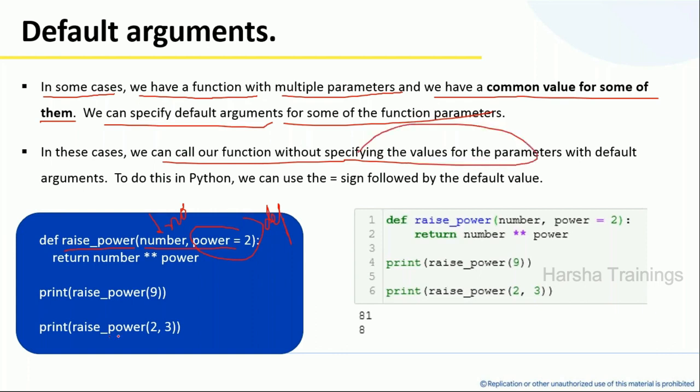Here, look at power(2, 3). 2 will go to number, 3 will go to power. Here I have given 2 arguments, safe, no issue. Then it will take 2 cube. Now here I'm giving only 1 argument. The second argument will be collected from the default argument. So it will become 9 to the power 2. Got it?